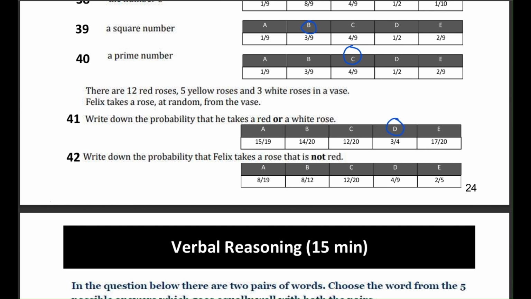According to the answer key, this is the fraction they have chosen. It's important to know that this could be a simplified or equivalent fraction depending on how it's listed. This represents the number of red roses plus white roses.